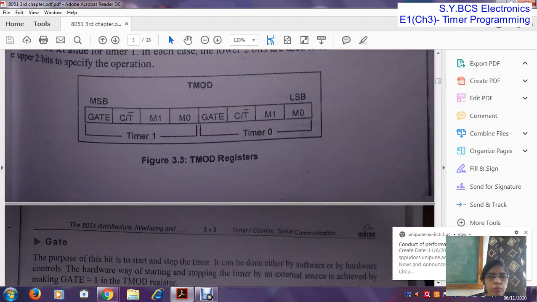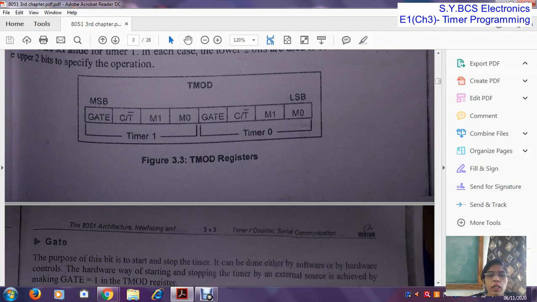This is the TMOD register. When we use the value 01, that is 0000 and 0001, all the bits of timer 1 are 0, therefore timer 1 is not selected. Now in timer 0, 0001. The gate bit is 0. That means the timer is started and stopped by the software method.